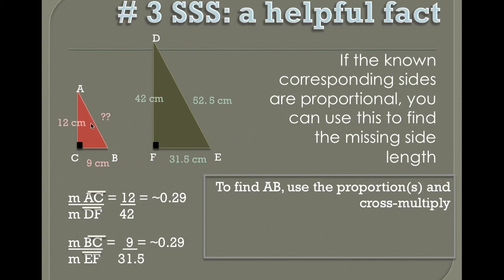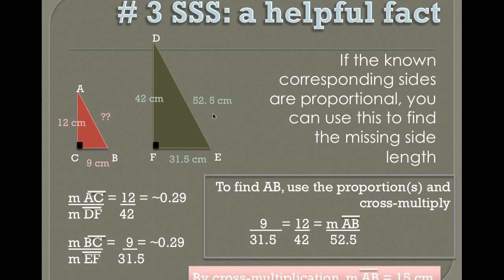Therefore, to find AB here, we use this DE and the proportions and cross multiply. BC over EF, which is 0.29, is equal to 12 over 42, which is AC over DF, which is equal to some measure AB over its corresponding side, 52.5. And if we cross multiply, we get that the measure of AB is equal to 15. So if you do 52.5 times 12 divided by 42, or if you do 52.5 times 9 divided by 31.5, it doesn't matter. You still get that the measure of AB is equal to 15 centimeters.